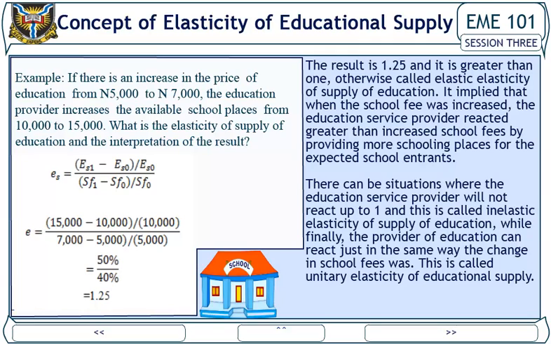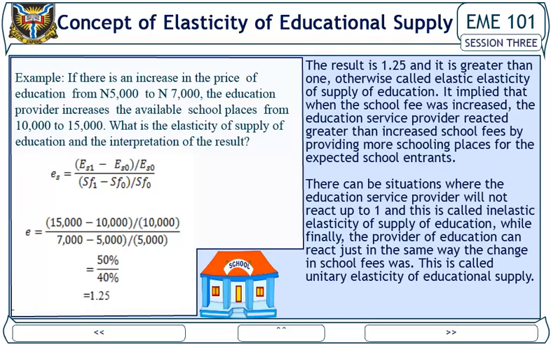The result is 1.25 and it is greater than 1, otherwise called elastic elasticity of supply of education. It implied that when the school fees was increased, the education service provider reacted greater than increased school fees by providing more schooling places for the expected school entrants.